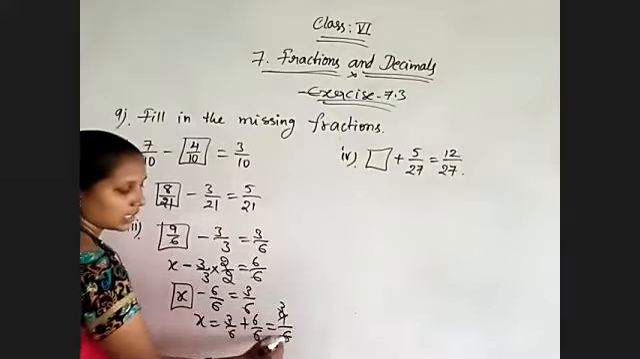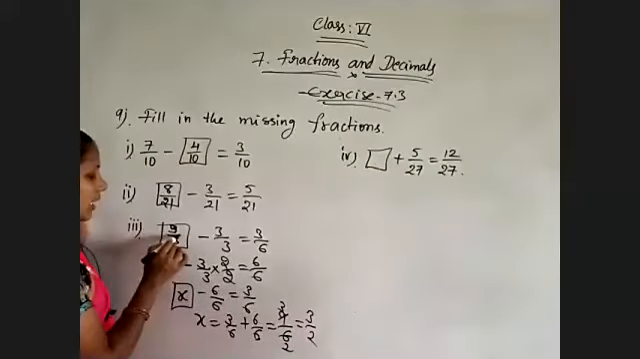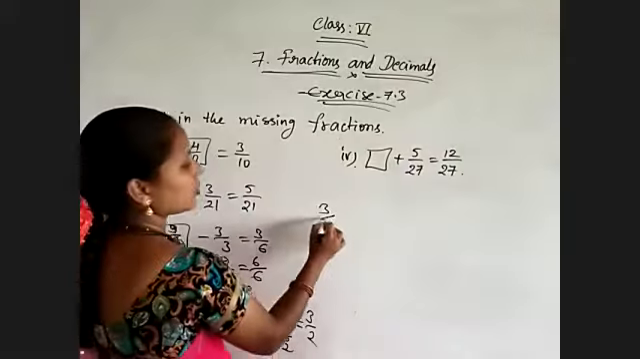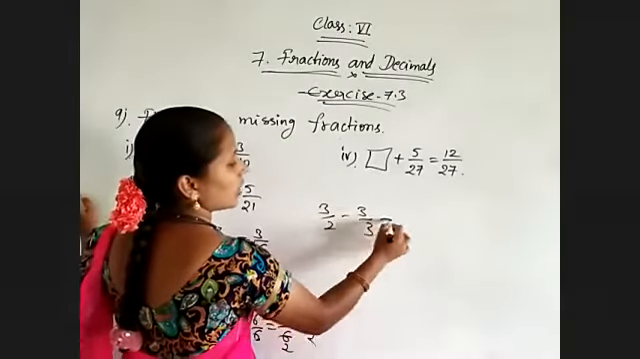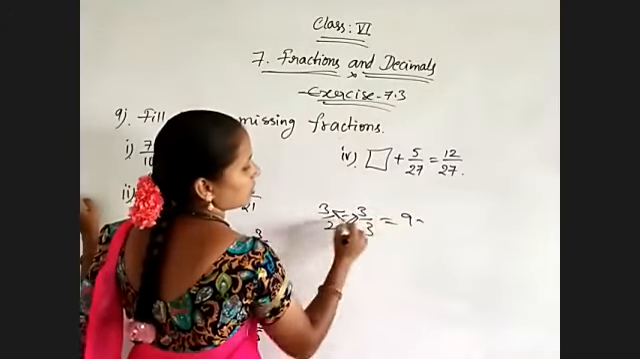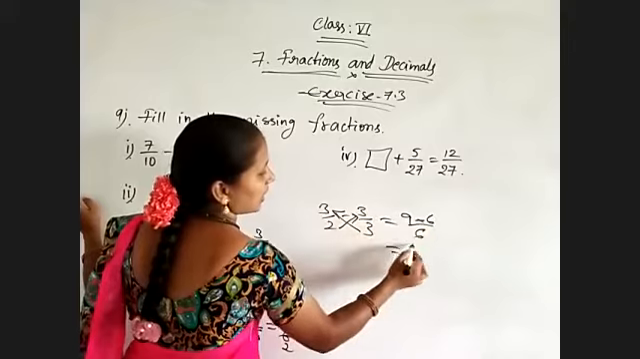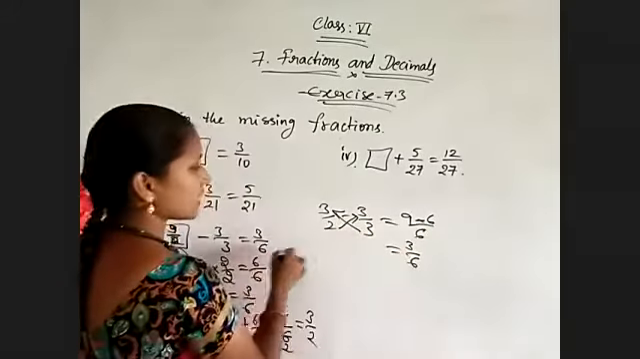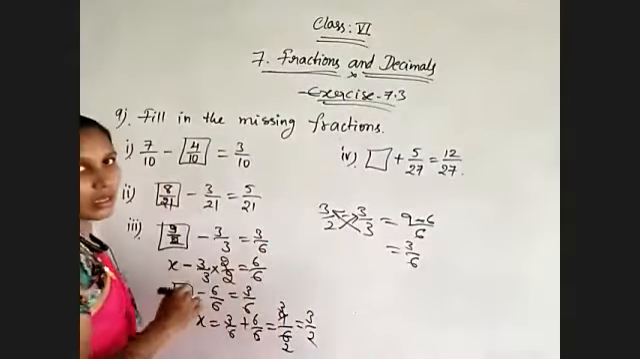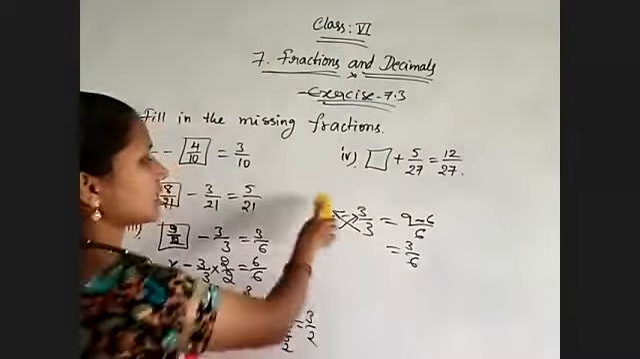3 3s are 9, 3 2s are 6, so 3 by 2. Then if you are taking 3 by 2, now check your answer. 3 by 2 minus 3 by 3, what will you get? Go through with the cross multiplication. 3 3s are 9, 2 3s are 6, divided by 2 3s are 6. 9 minus 6 is 3, 3 by 6. 3 by 6 is nothing but this one only. Okay, so whatever we got, that answer is correct.